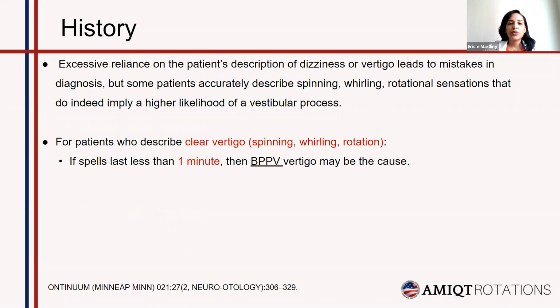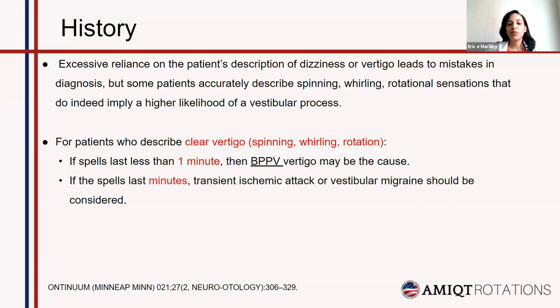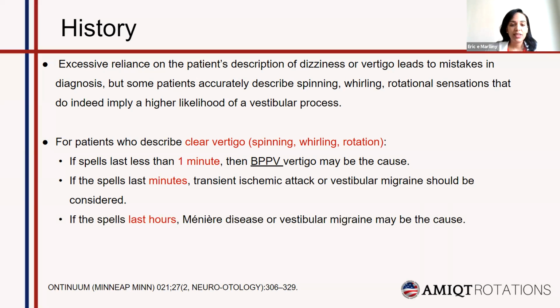Like I said, sometimes the patient's description of dizziness and vertigo can lead to mistakes in diagnosis, but some patients accurately describe spinning, whirling, and rotational sensations that do indeed imply a higher likelihood of a vestibular process. For example, if a patient has clear vertigo, like he can say, oh, I feel spinning, I feel that there's a rotation, you can then assess the timing. If the spell lasts less than 1 minute, then BPPV should be considered. If the spell lasts minutes, we have to assess for TIA or vestibular migraine. And if the spell lasts hours, Meniere's disease or vestibular migraine may be the cause.